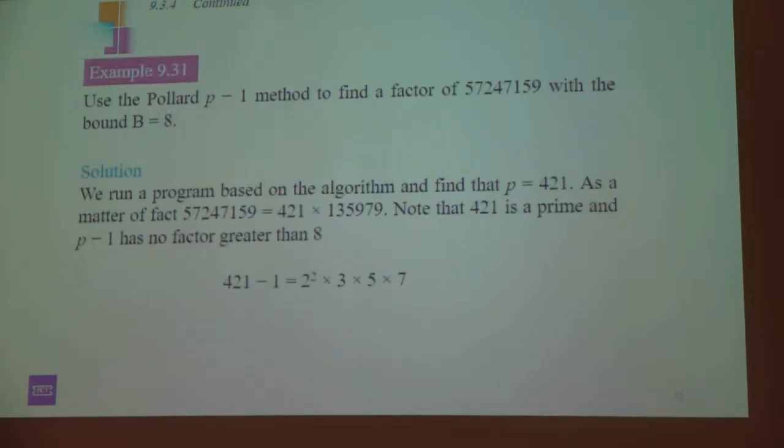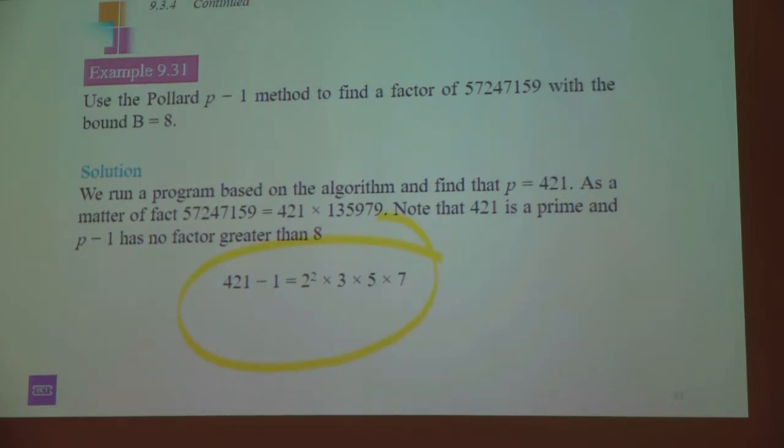Actually, there is an example here: use the Pollard p minus 1 method to find a factor for this number with the boundary b. There is a code here, so we run the program, and it gave you this result. So it's like an algorithm.